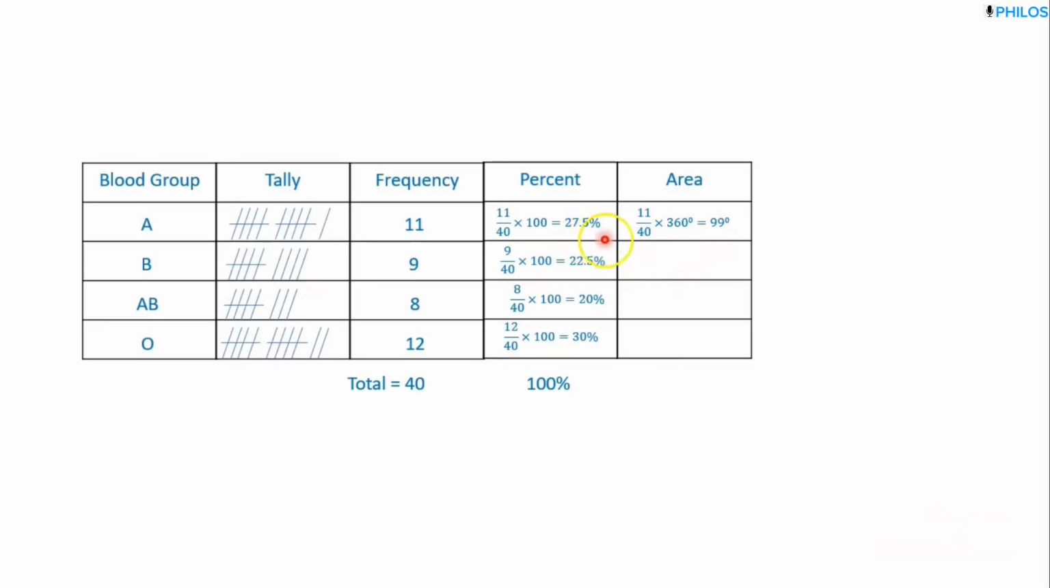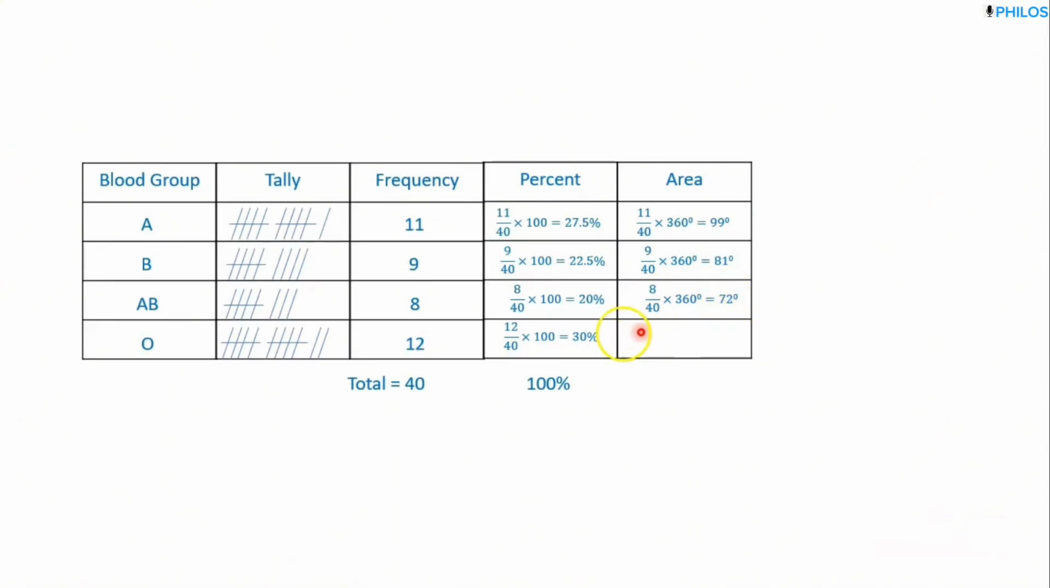Another way you can do that is to take the percent, the 27.5%, and multiply by 360 degrees. You still get the 99 degrees. Then we do that for the second one. So we have 9 over 40 times 360. That will give us 81 degrees. Then the third one, 8 over 40 times 360 degrees. That will give us 72 degrees.